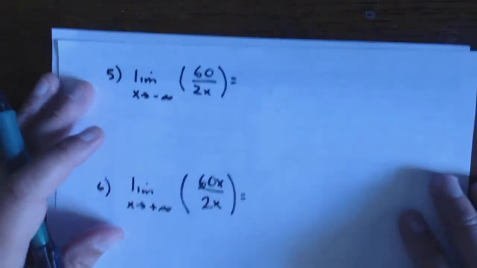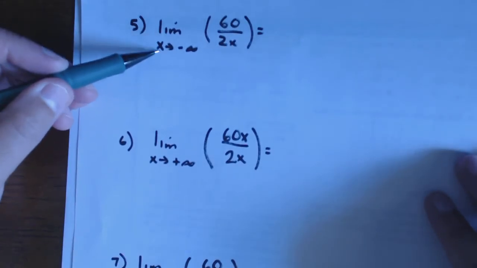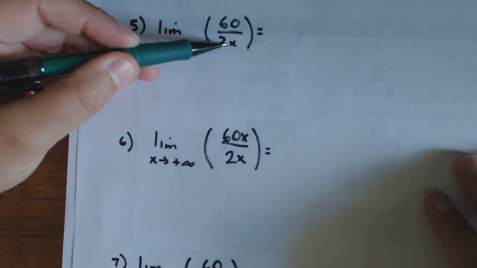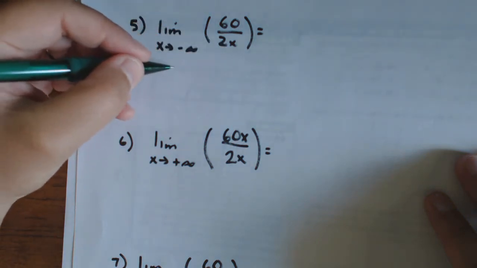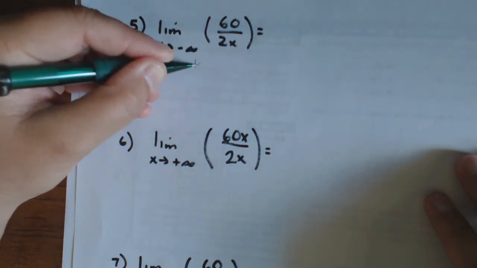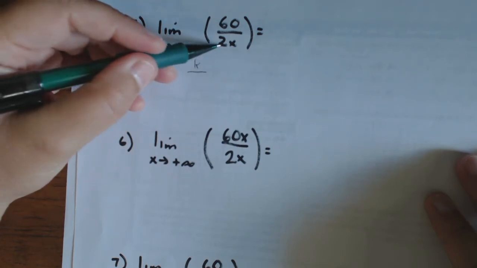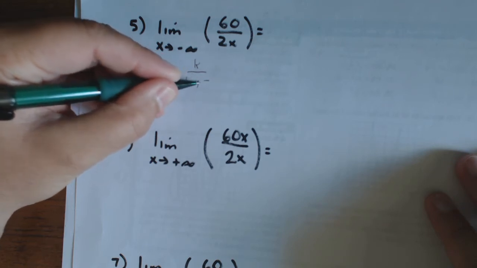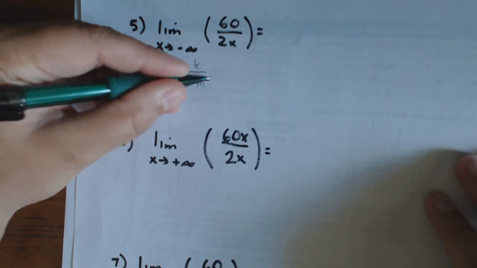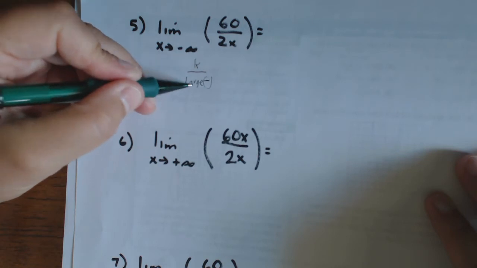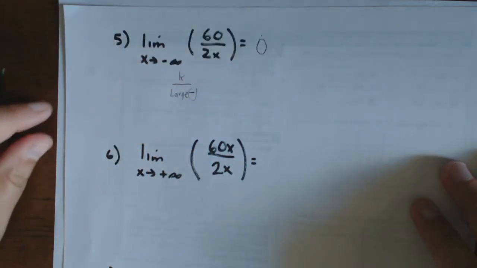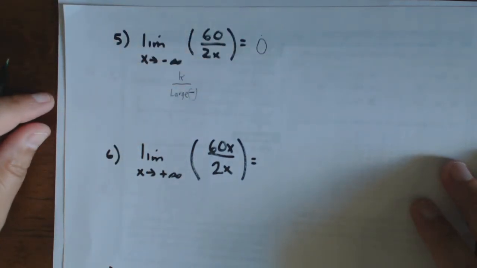Couple more. Again, the limit as x approaches negative infinity. This time we've got the x in the denominator, so again we have a constant k over 2 times negative infinity, which is a very large negative number. And any time you have some constant divided by a large number, it's going to head to 0. So this limit, as we head towards negative infinity, heads towards 0.